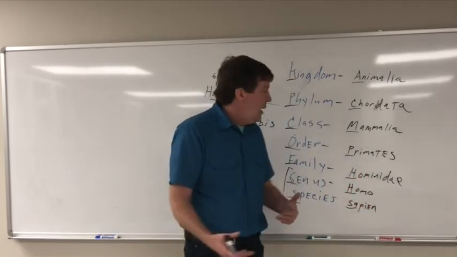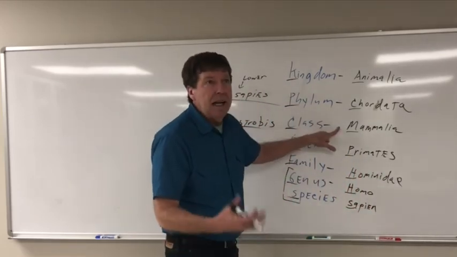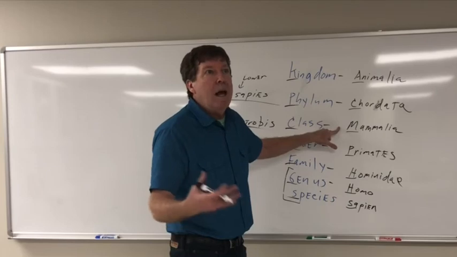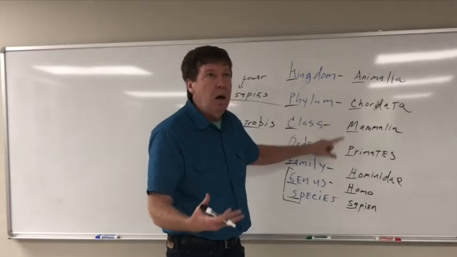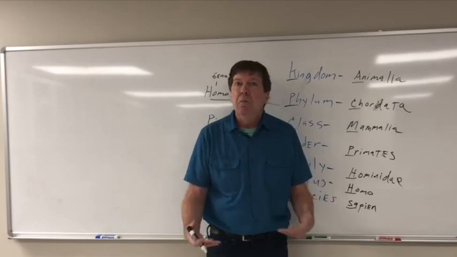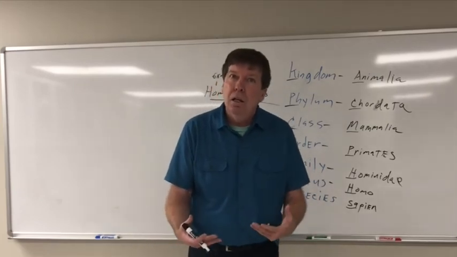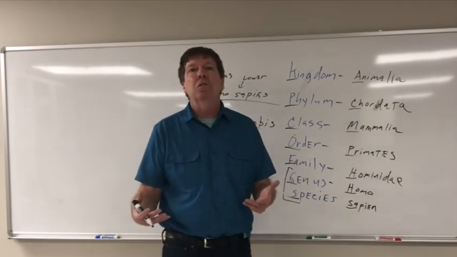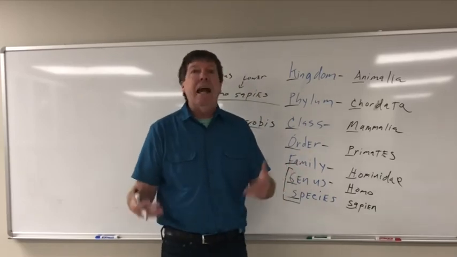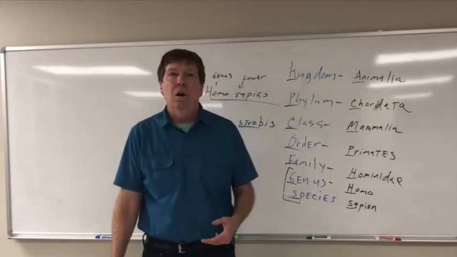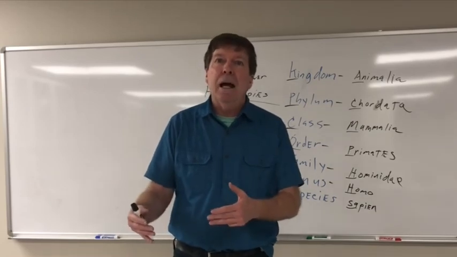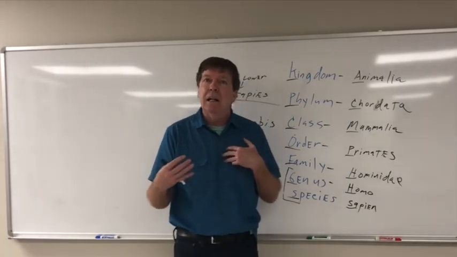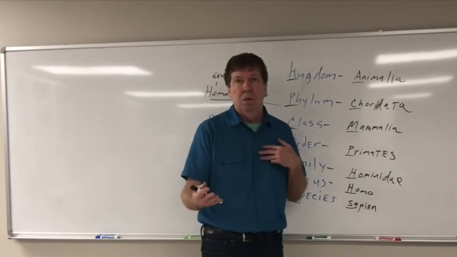So if you're in the same class as another living creature, let's say a whale or a bat or a human or a dog, we are genetically more closely related to each other than we would be with a living creature that's not in that class. For example, birds are in the class Aves, A-V-E-S. So we are not as closely related to a bird, genetically speaking, as we would be to living creatures in our class, the class of Mammalia, or mammals.